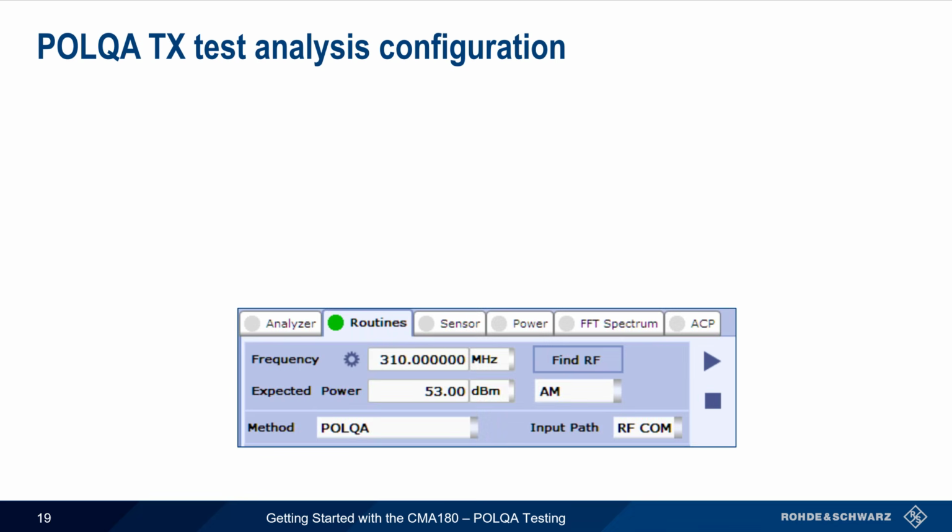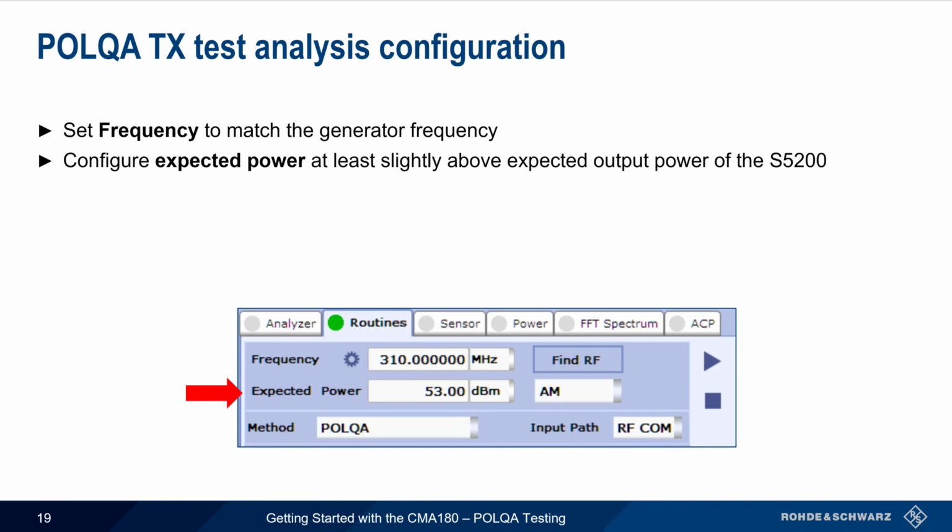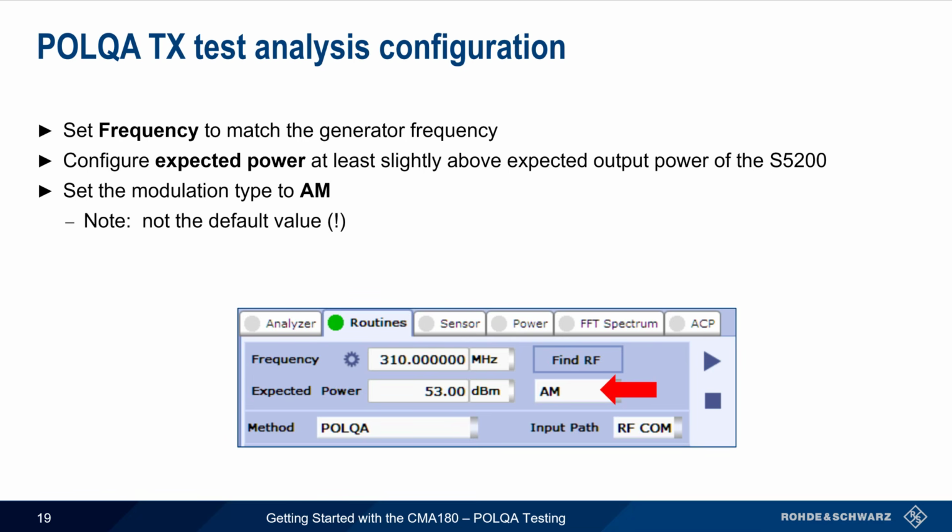On the analysis side of the screen, navigate to the Routines tab and set the frequency of the received signal to match the generator frequency. Expected power should also be set at least slightly higher than the expected output power of the S5200. Modulation type must be set to AM. Note that this is not the default value. And finally, method must be set to POLQA.